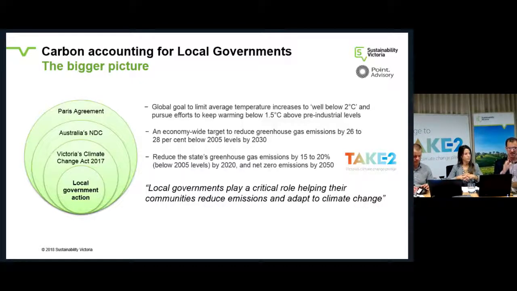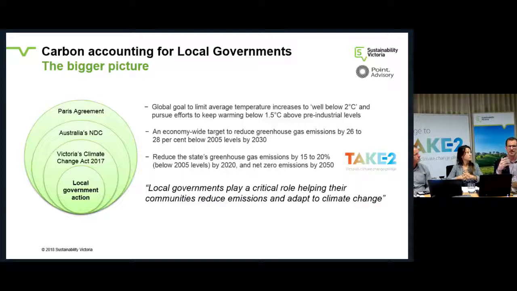Now in terms of the local context, the Climate Change Act does allow for local governments to produce pledges to reduce emissions that they have caused or otherwise influenced, should they choose to. So that's not a requirement of the Climate Change Act at the moment, but there is a mechanism there for local governments to pledge into the Climate Change Act, into Victoria's net zero emissions by 2050 target, should they choose to. So that's something that you all may wish to consider as part of your carbon accounting.